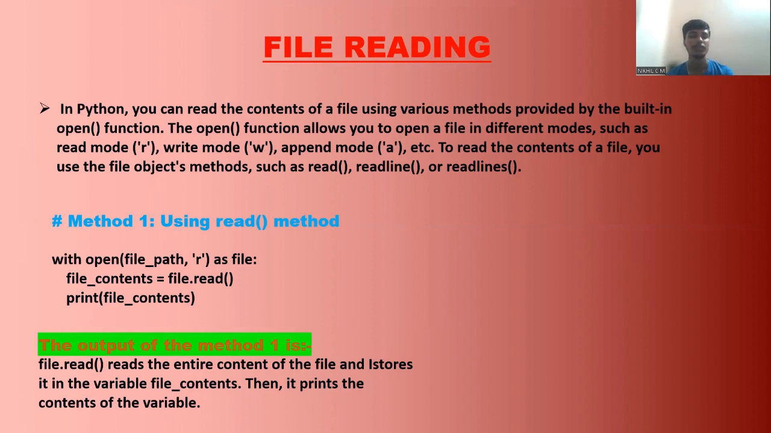Now we'll discuss method one, that is using the read method. With open(file_path, 'r') as file: file_contents = file.read(), print(file_contents). The output of this method: the file.read function reads the entire content of the file and stores it in the variable file_contents. Then it prints the contents of the variable.